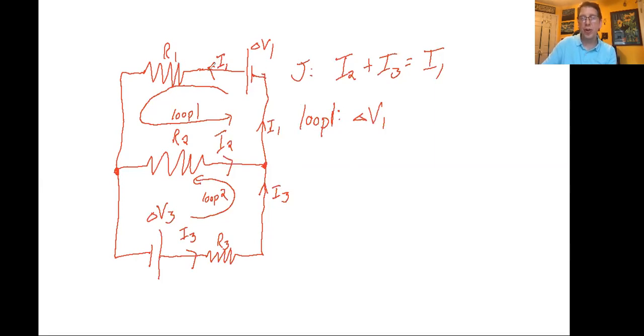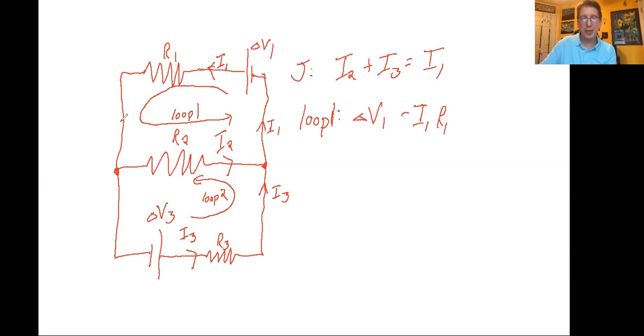Now we get to the first resistor. So you look at the current arrow and you look at the loop arrow. If they're going in the same direction, so the loop arrow is going right to left on the top, and so is the current arrow I1. So they're pointing in the same direction. So that is a voltage drop. So that becomes minus I1 R1. But we're still not done.